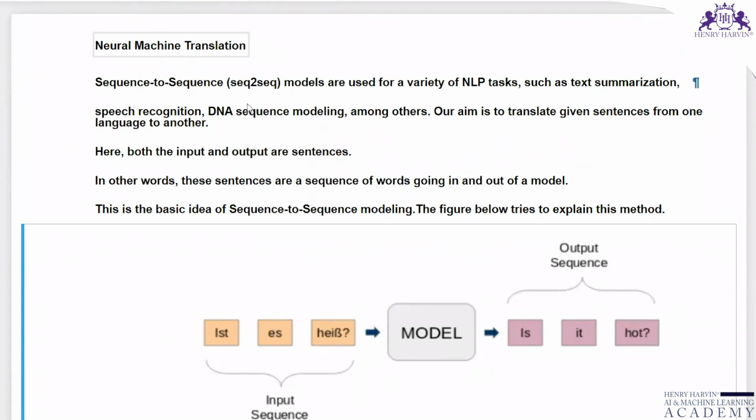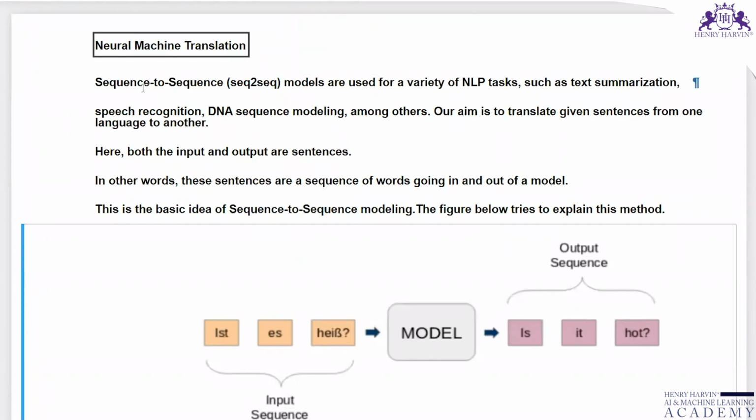The problem statement that I have taken over here is to convert a German sentence into its English counterpart using a neural machine translation, right? So basically, we are trying to convert German language into English. That is why it is called machine translation. The model I'm going to use over here is a sequence to sequence model.